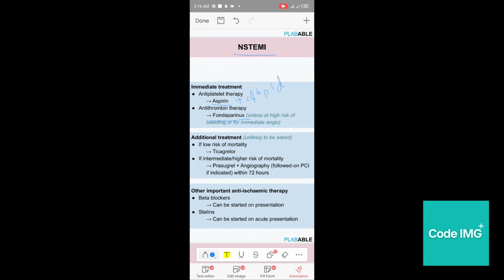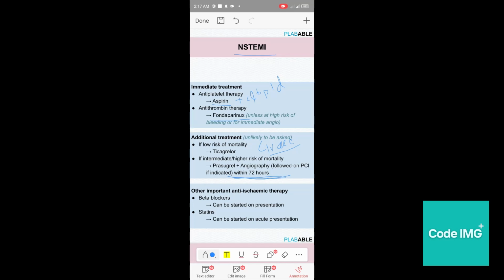when you go for angiography and angioplasty, that's PCI, percutaneous coronary intervention, you calculate a GRACE score. If it is low risk, then you can delay the percutaneous intervention. But if it's intermediate or high, you need to do PCI within 72 hours.